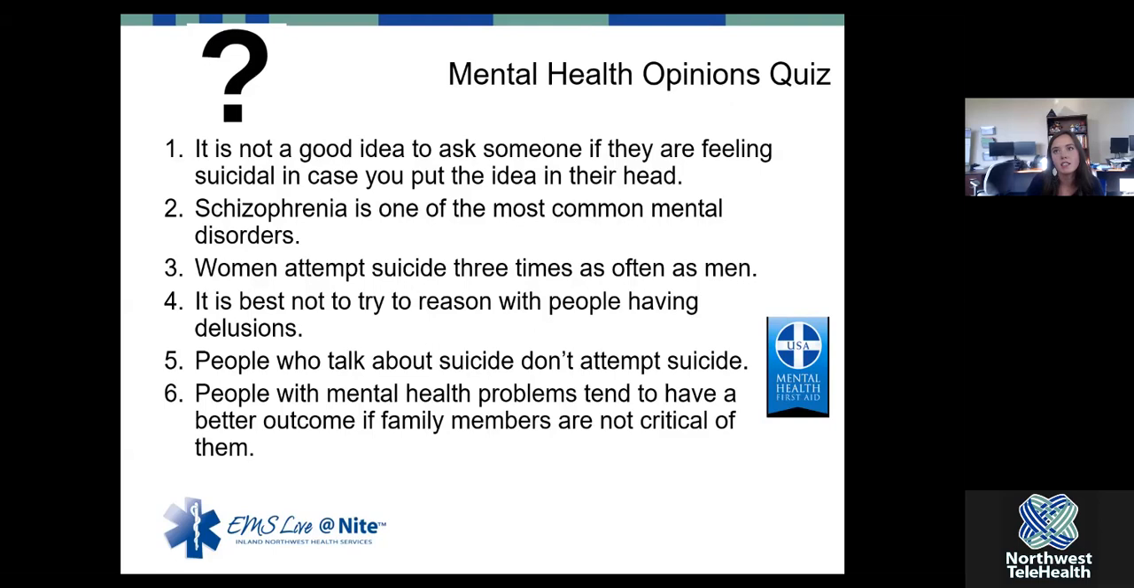1, it is not a good idea to ask someone if they're feeling suicidal in case you put the idea in their head. 2, schizophrenia is one of the most common mental disorders. 3, women attempt suicide 3 times as often as men. 4, it is best not to try to reason with people having delusions. 5, people who talk about suicide don't attempt suicide. And 6, people with mental health problems tend to have a better outcome if family members are not critical of them.